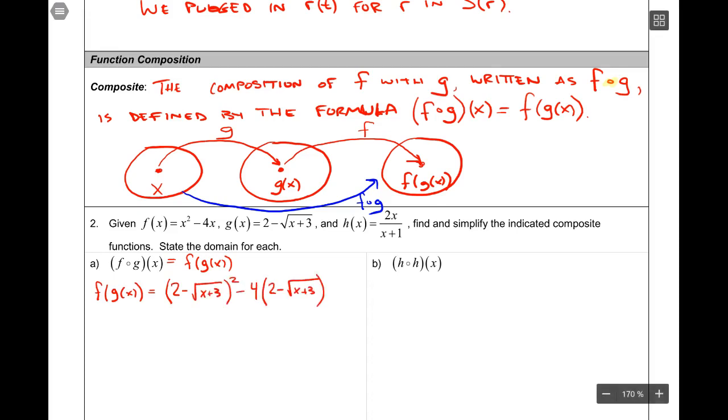So just quick note as I get started here on this one, you'll notice that anywhere I see an x in the original function for f, I have input g of x into that place. So I've taken that function g of x and I've input it there, and I've also input it there. So that gives me this expression here, which I'm going to go ahead and simplify right now.